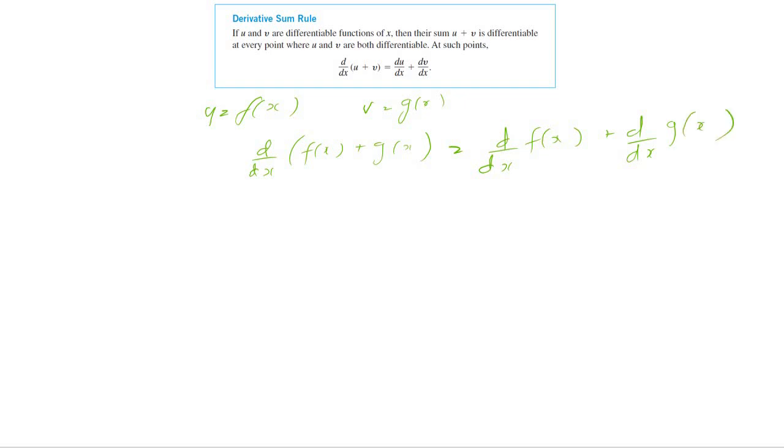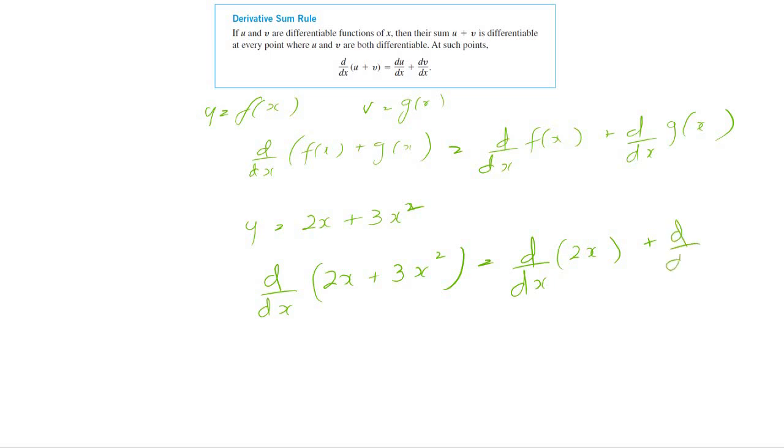So if you have two functions, for example 2x plus 3x squared, what you can do is get the derivative of this function and then add it to the derivative of this function. So if y is equal to this, then d over dx of 2x plus 3x squared is equal to the derivative of 2x plus the derivative of 3x squared.